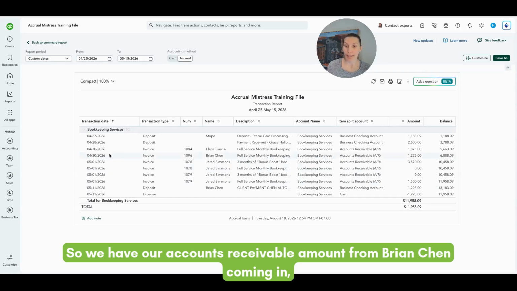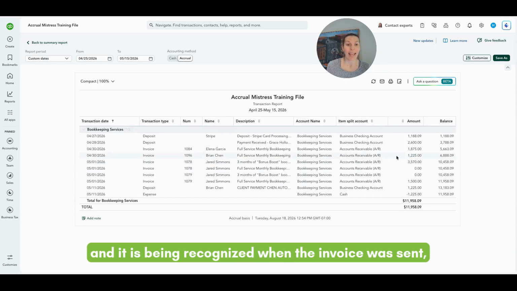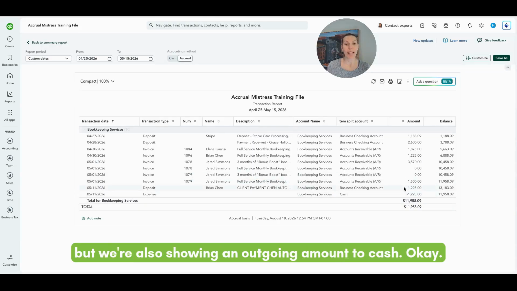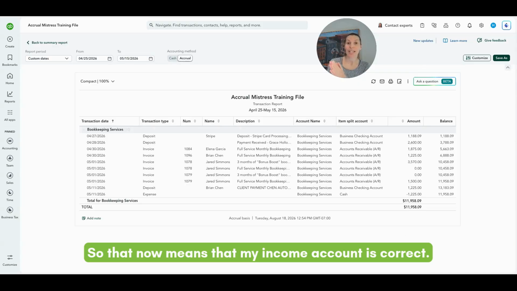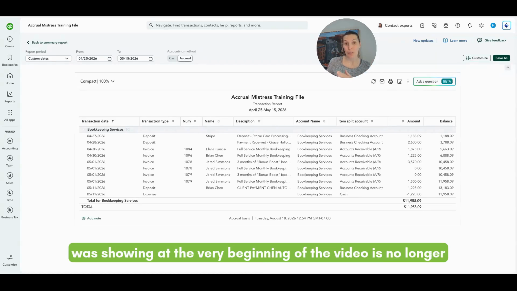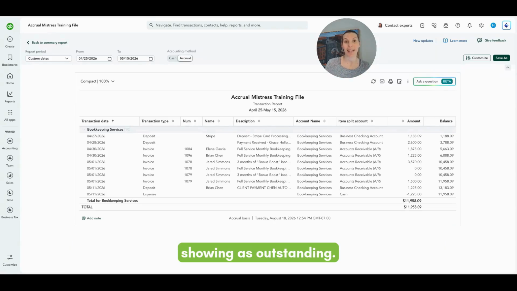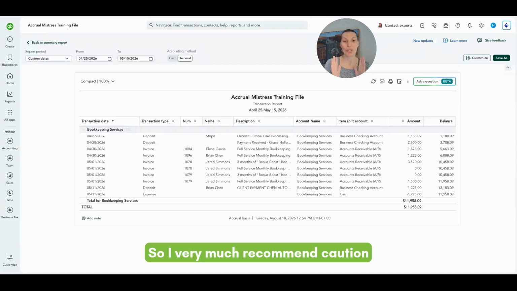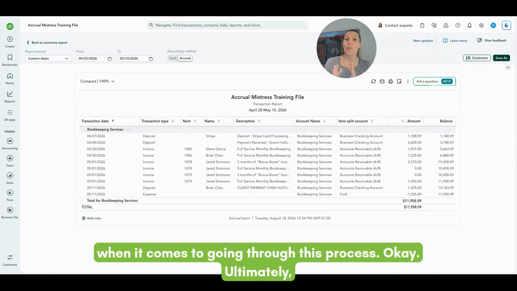So we have our accounts receivable amount from Brian Chen coming in, and it is being recognized when the invoice was sent, which is what happens on accrual basis accounting. And now we're showing this deposit, but we're also showing an outgoing amount to cash, okay? So that now means that my income account is correct. And as we saw before, my accounts receivable report is correct as well, because that outstanding invoice that was showing at the very beginning of the video is no longer showing as outstanding. Now, this is something, again, that can have wide-reaching implications. So I very much recommend caution when it comes to going through this process, okay?